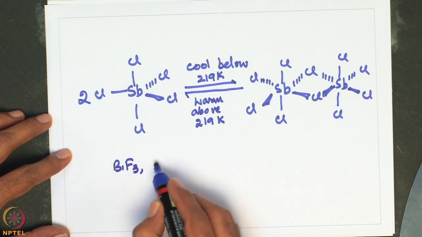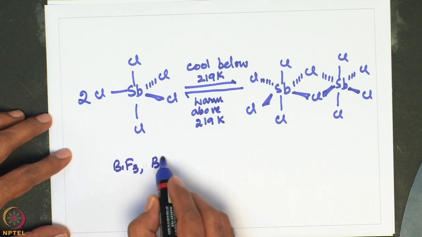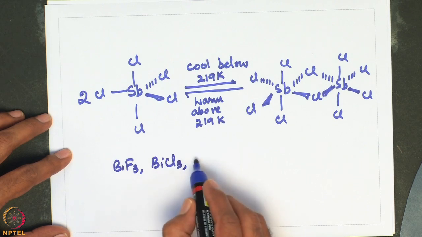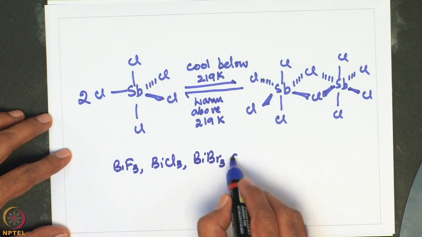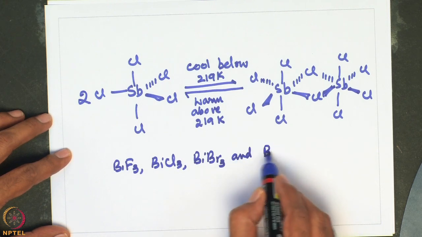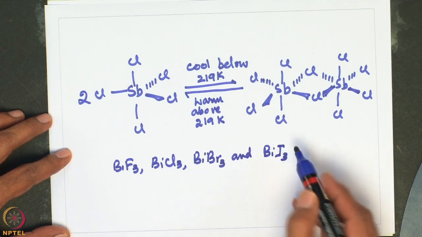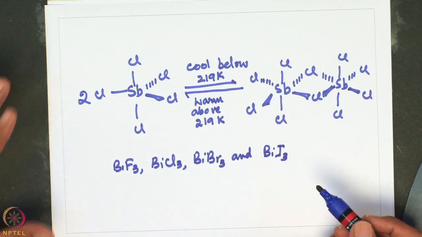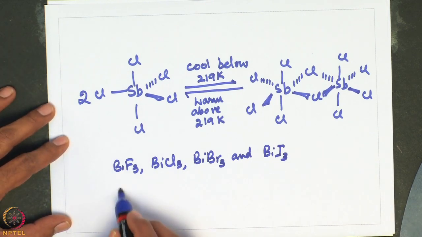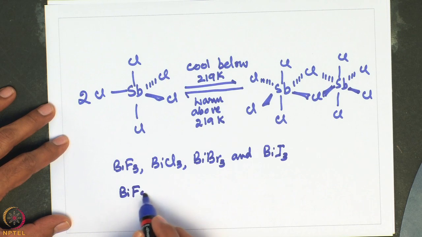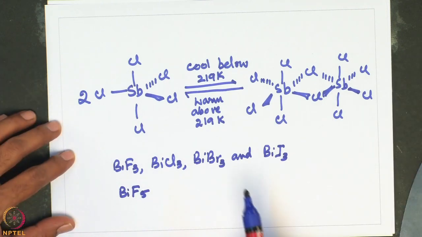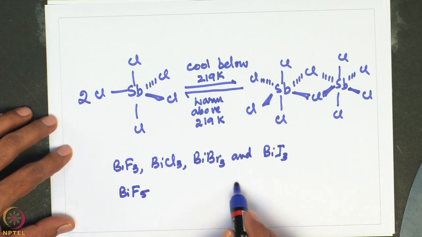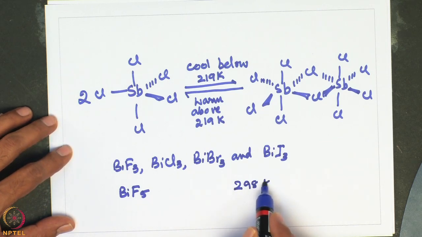So, similar to trihalides of antimony, with respect to bismuth, BiF3, BiCl3, BiBr3 and BiI3 are all well characterized, but in case of pentavalent, only BiF5 is known, so others are not known. So, all are solids at 298 Kelvin.